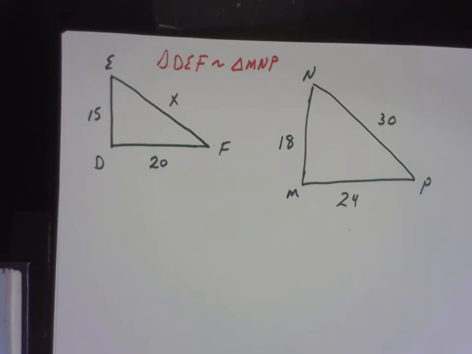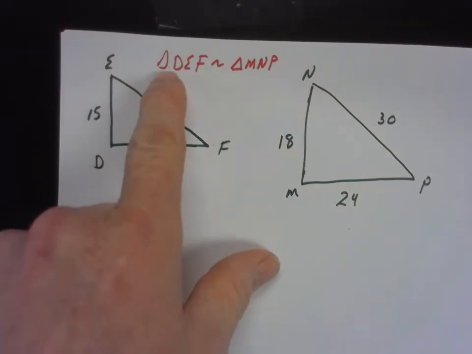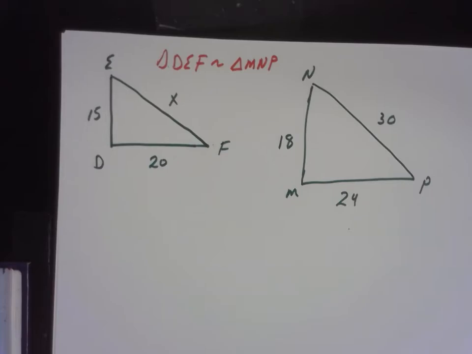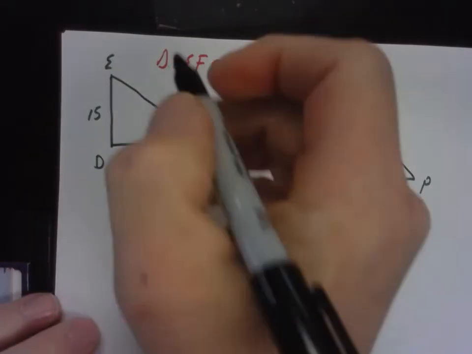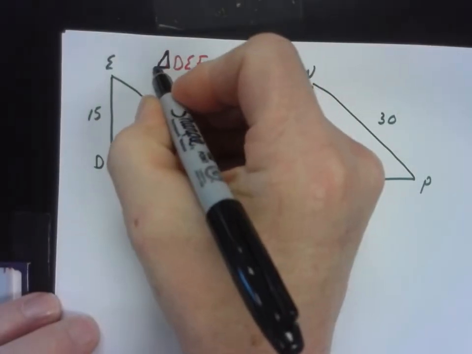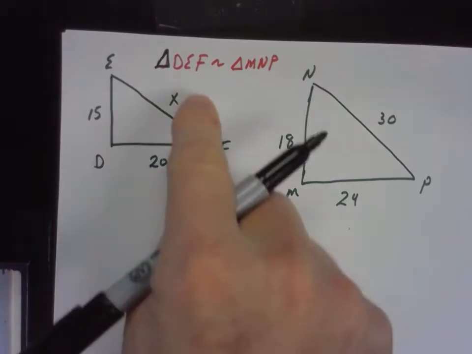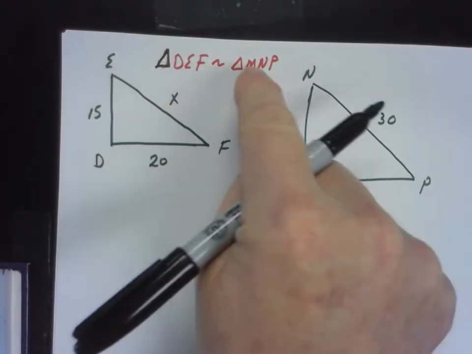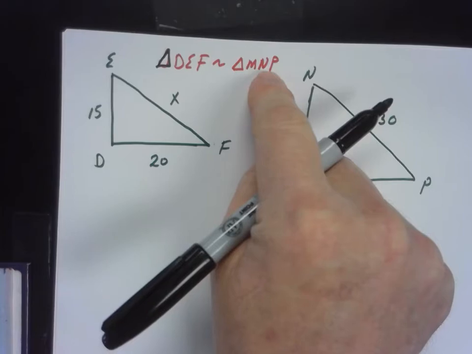Let's talk a little bit more about similar triangles. So let's look at this similarity statement here. That is a horrible triangle symbol right there. Let's try that again. Triangle. So in the similarity statement, you really do need to look at that and pay attention to it.